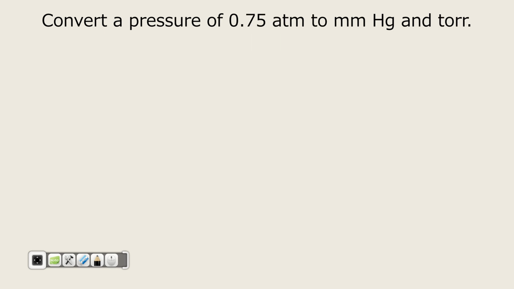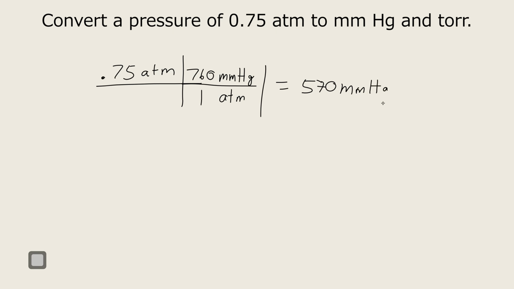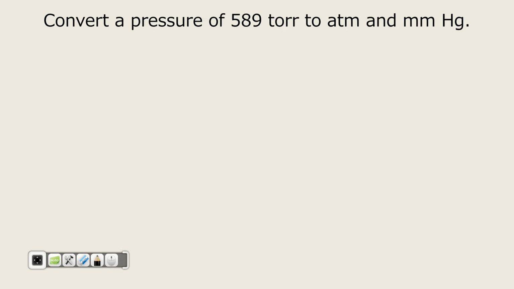All right, one more. Convert 0.758 ATMs to millimeters mercury and torr. I only need to do it once because, again, millimeters of mercury and torr are going to be the same thing. So 0.75 ATM. This time I'm putting ATM on the bottom because that's what I'm coming from, going to millimeters of mercury. 760 is now on top, 1 ATM, 0.75 times 760. I'm getting 570 millimeters of mercury, which is the same thing as torr. Okay. All right, they make me do another one, I'm skipping it.